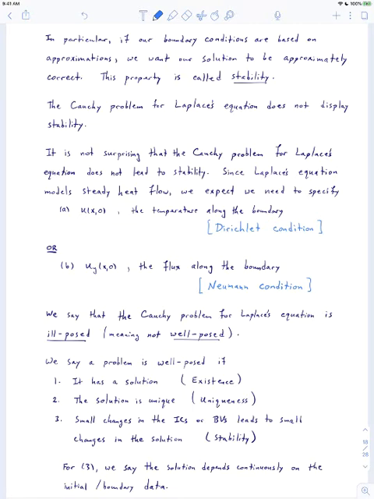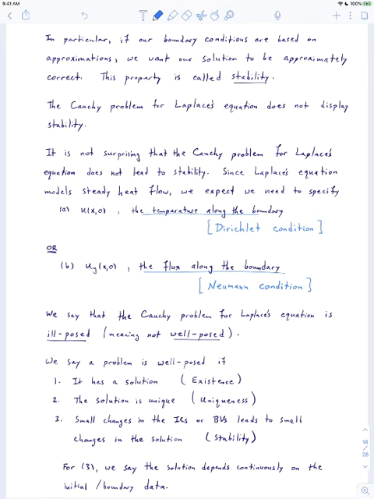It is not surprising that the Cauchy problem for Laplace's equation does not lead to stability, because Laplace's equation models steady heat flow. So we expect that we need to satisfy some sort of temperature along the boundary or the flux along the boundary. If you specify the temperature along the boundary, that gives us what is known as a Dirichlet condition. If you specify the flux along the boundary, that's going to give you a Neumann condition. We expect to need one or the other, but in our attempt at posing a Cauchy problem for Laplace's equation, we actually tried to impose both of those.